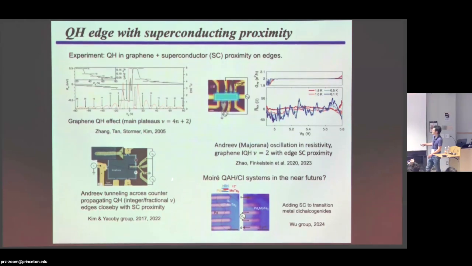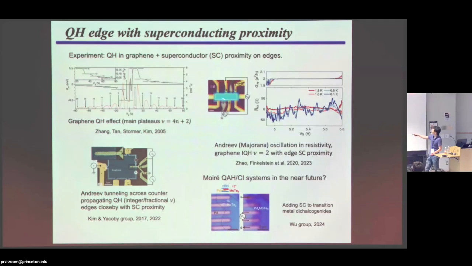These are just some pictures of the existing experiments. They're not exactly the system we are going to consider, but this is from Philip Kim and Amir Yacoby's group. They constructed this finger superconductor coupled with the fractional quantum Hall state, also integer ones, and seem to see very interesting induction of superconductivity in the edge states. And there are also studies like this one in Finkelstein's group.